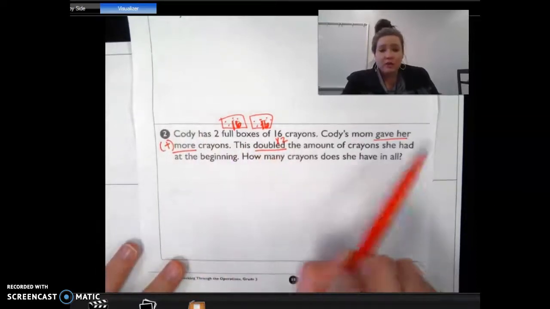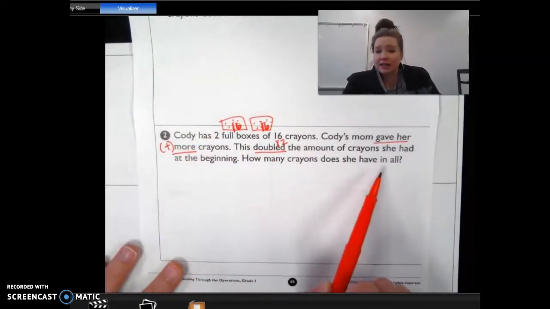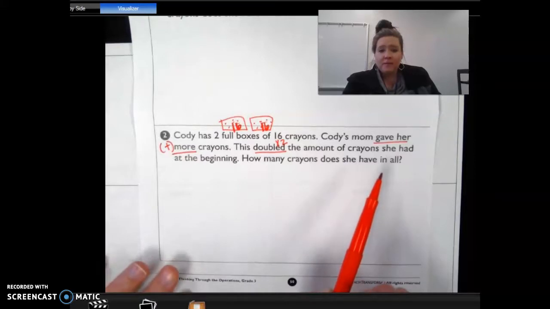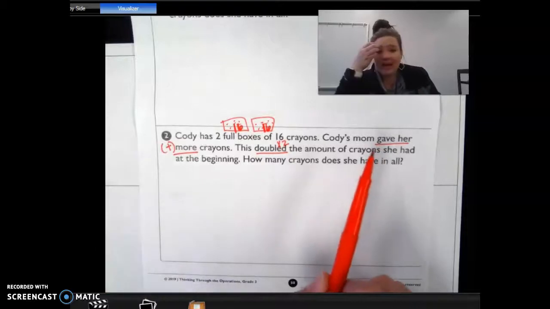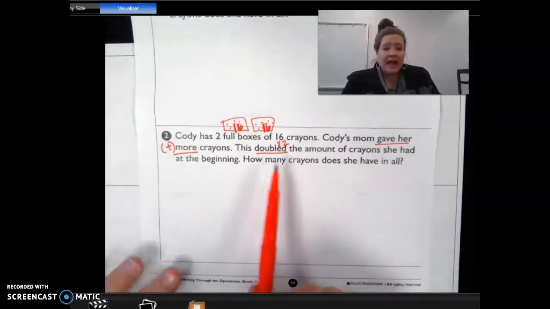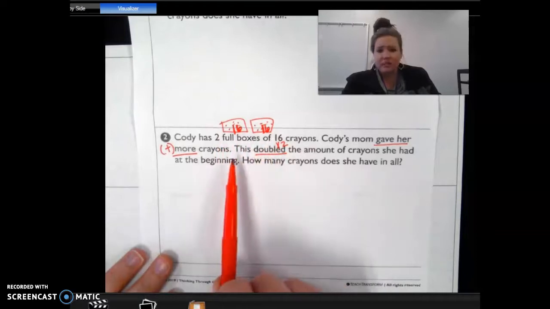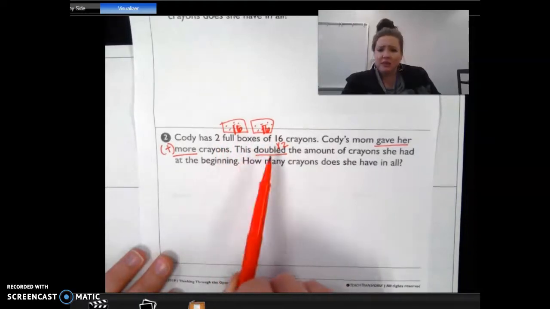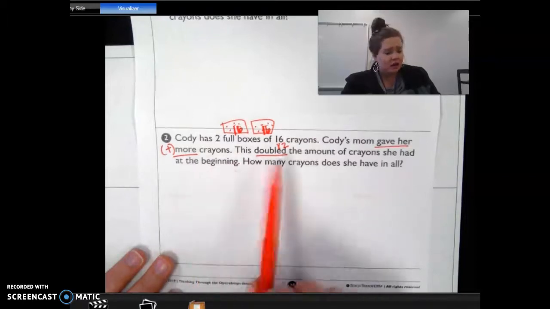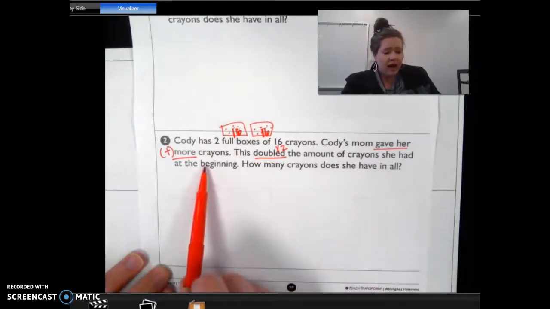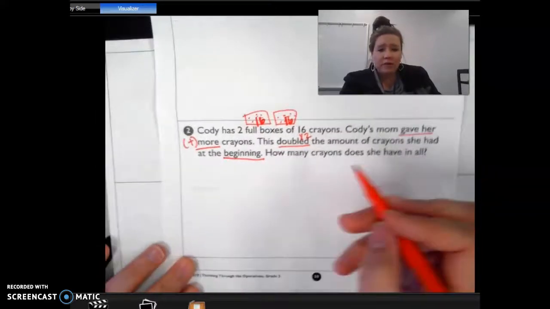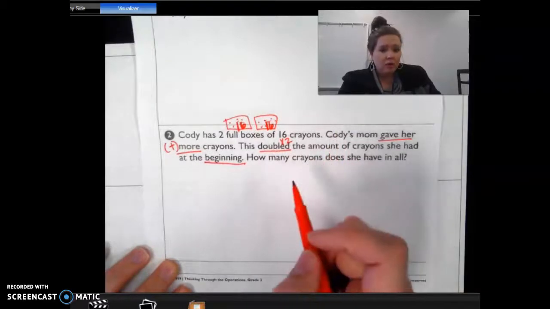This one right here is what your word problems are going to look like. It does not give you the unknown question, the hidden question. There's a hidden question in this that we have to figure out. How many crayons does she have in all? Well, she has 2 boxes of 16 and then she got some more. So that doubled the amount of crayons that she had at the beginning. So in order to figure out how many crayons she has in all, I have to figure out how many crayons she has at the beginning. So my hidden question would be, how many crayons did Cody have at the beginning?